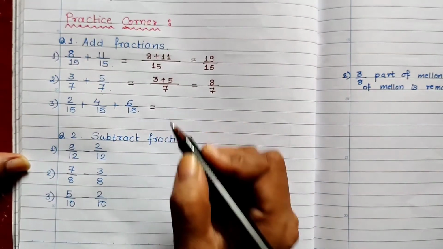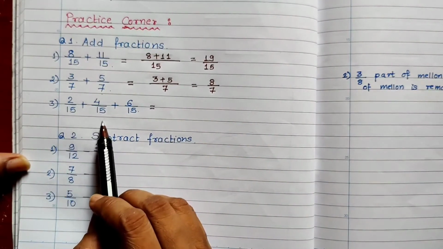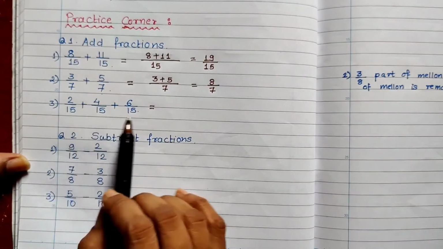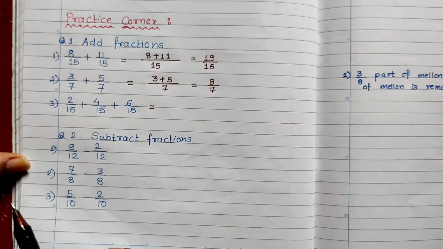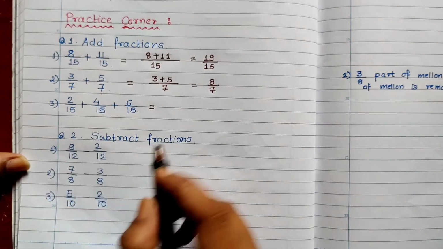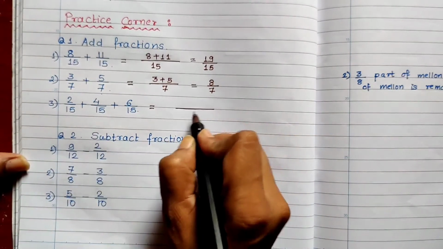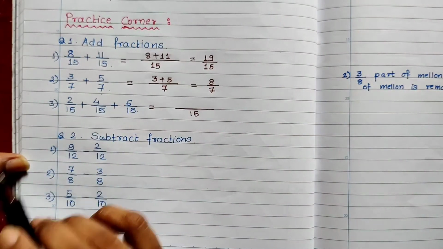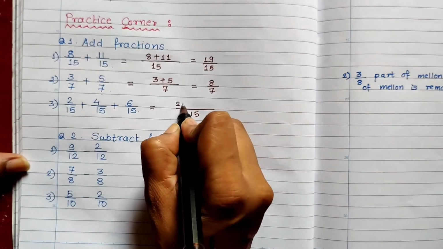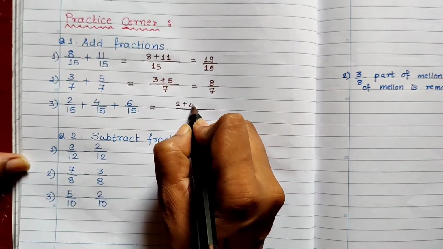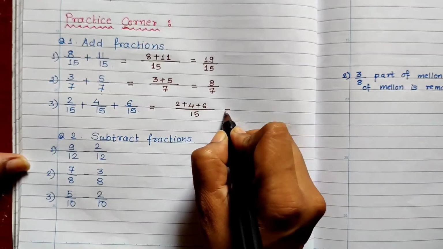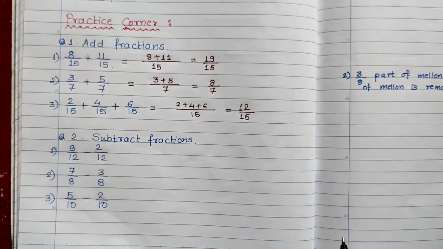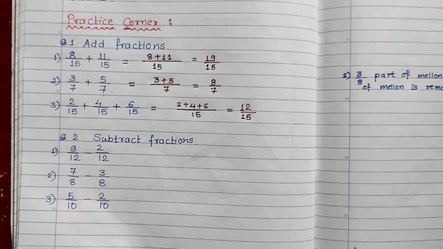Now let us check third question. 2 upon 15 plus 4 upon 15 plus 6 upon 15. Addition of like fractions. 15, 15, 15. Common denominator. Common denominator we write one time, 15. And what is there in the numerator? We will be adding all those numbers. So write the addition of numerators. 2 plus 4 plus 6. What is the answer? 12. 12 upon 15. In this way, we will have to add the like fractions.